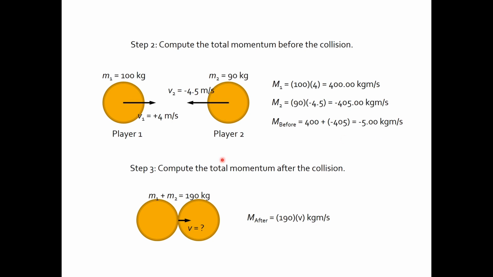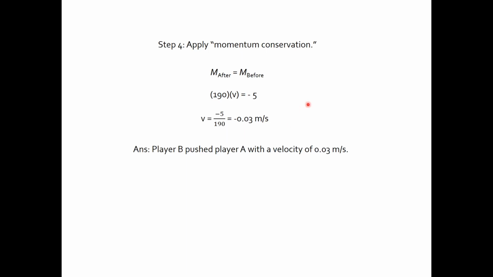And lastly, compute the total linear momentum after collision. After they collide with each other, as you learned, they will move together. They will become a single unit. That's why we have to add these two body masses, 190 kilograms. And this value must be equal to the one before. So we can simply apply the linear momentum conservation, as I explained earlier. Momentum after collision must be equal to momentum before collision.